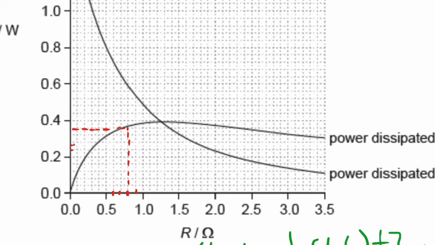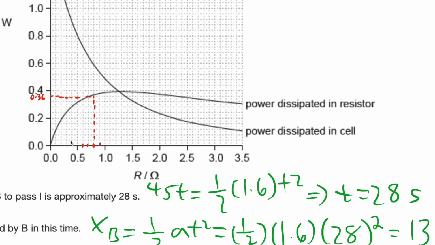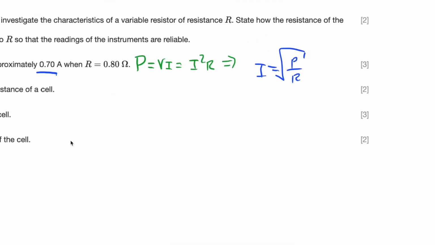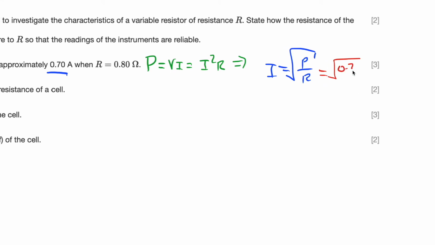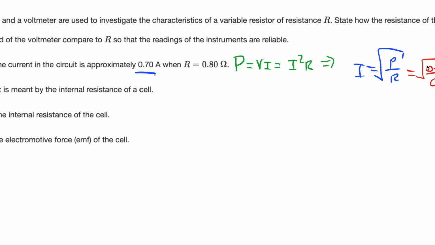So here is 1, 2, 3, 4, 5. So here is gonna be 0.24, 0.28. Here is gonna be 0.36. Right. So here is gonna be 0.36 watts. So the power is 0.36, and then you can plug in a number. And it's gonna give you a number of 0.7 ampere.